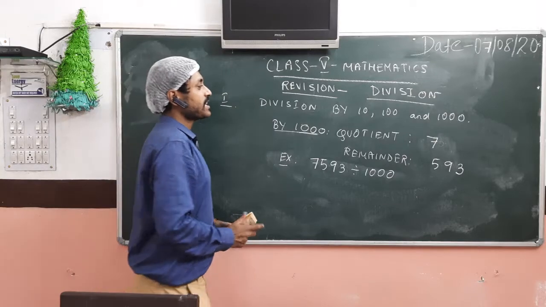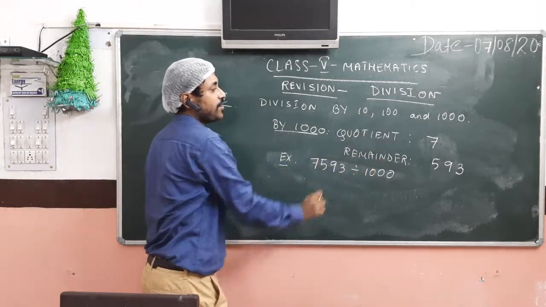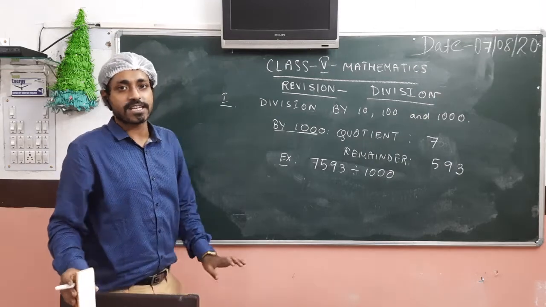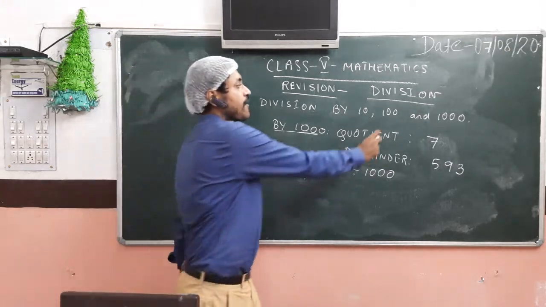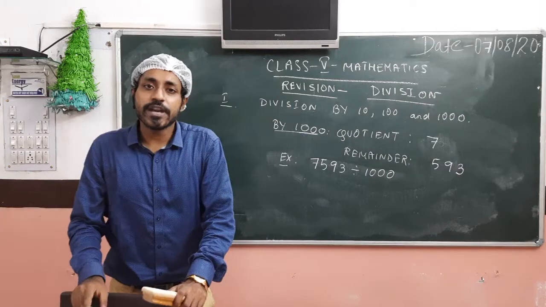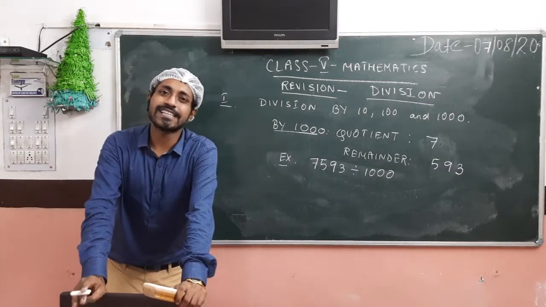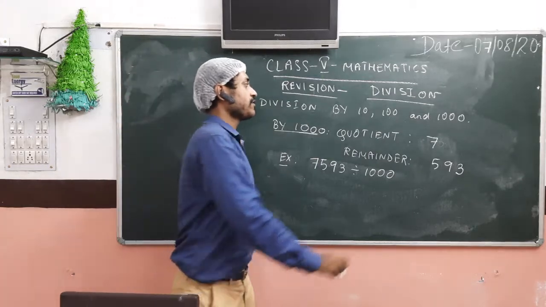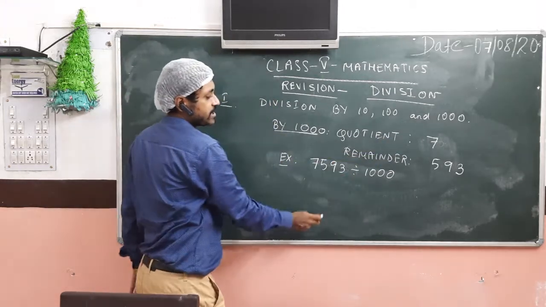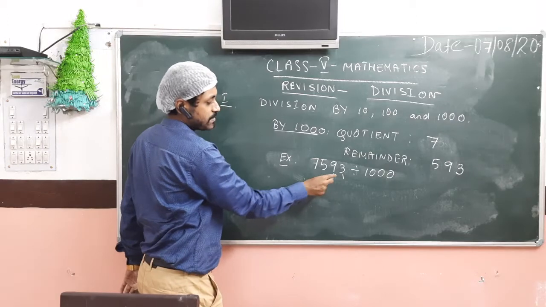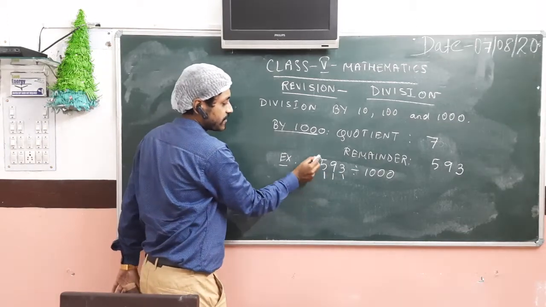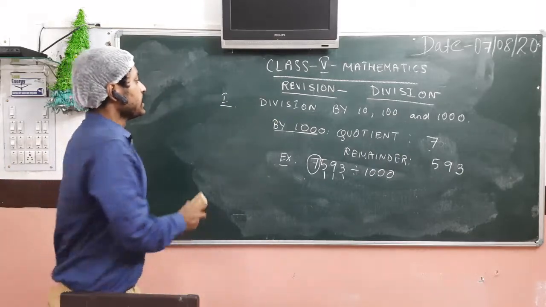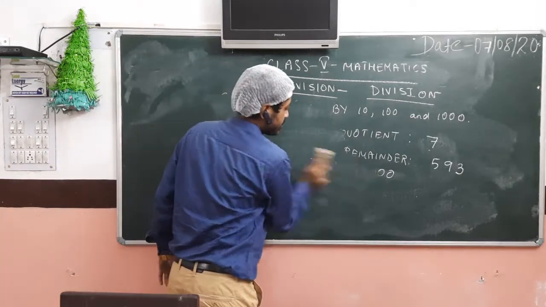I am repeating it once again. For 10, the remainder will be only the digit in the units place and the quotient will be everything that is left from the original number. For 100, the remainder will be the digits in the ones place and the tens place, and whatever is left of the number will be the quotient. And for 1000, the remainder will be the digits in the ones place, the tens place and the hundreds place, and whatever is remaining of the number will go under quotient. This was the first topic that we needed to discuss.